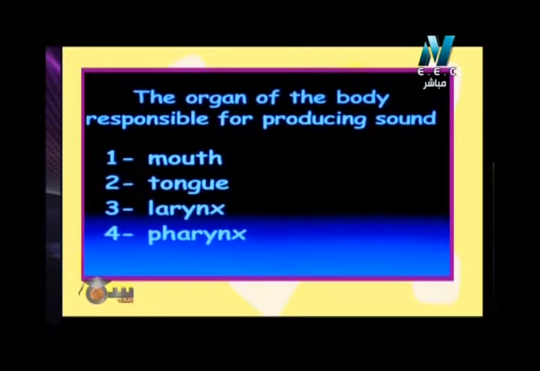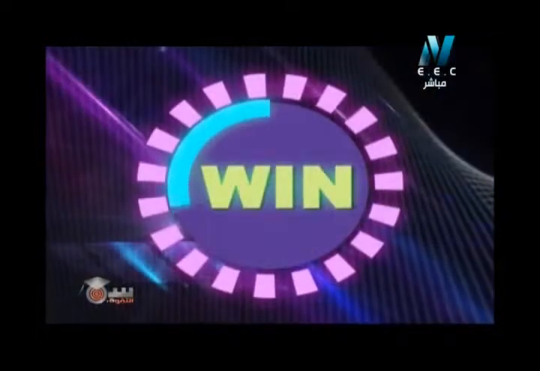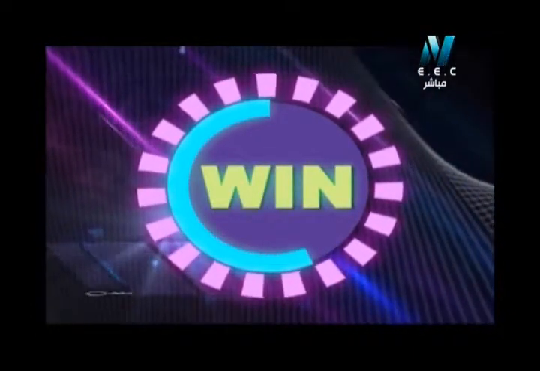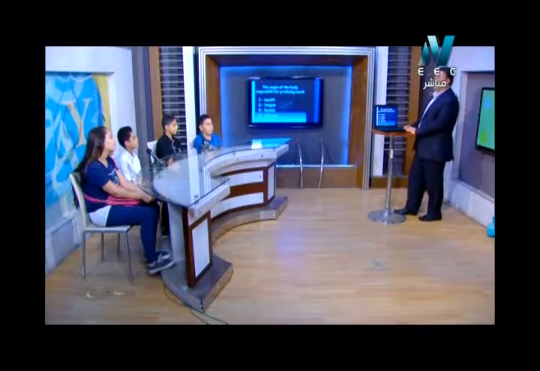So give a reason. Give a reason why the larynx produces sound. Why not the mouth? So the larynx is a very important organ that makes sound. Okay. So the larynx contains two vocal cords. They can vibrate and produce sound. So again, the larynx is a very important organ inside your body that produces sound. Why, or give a reason? Because it contains two vocal cords that produce sound.